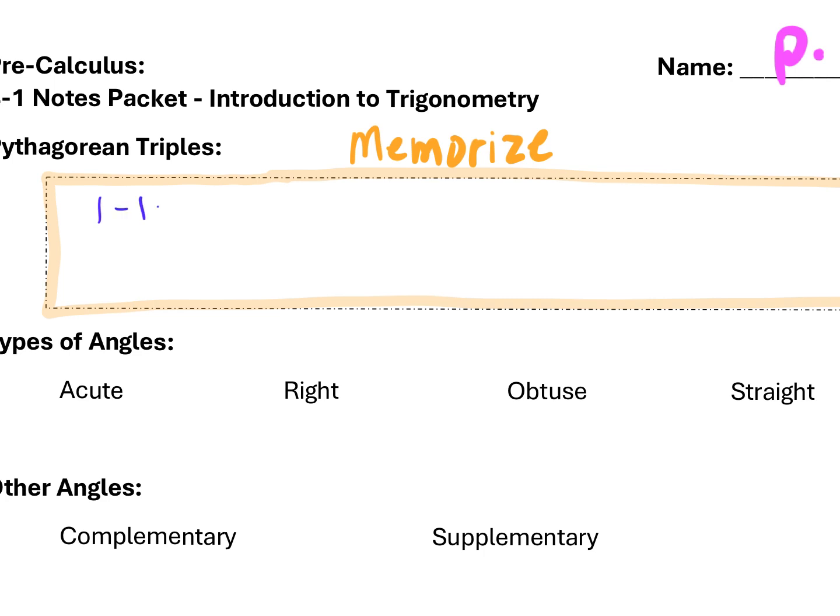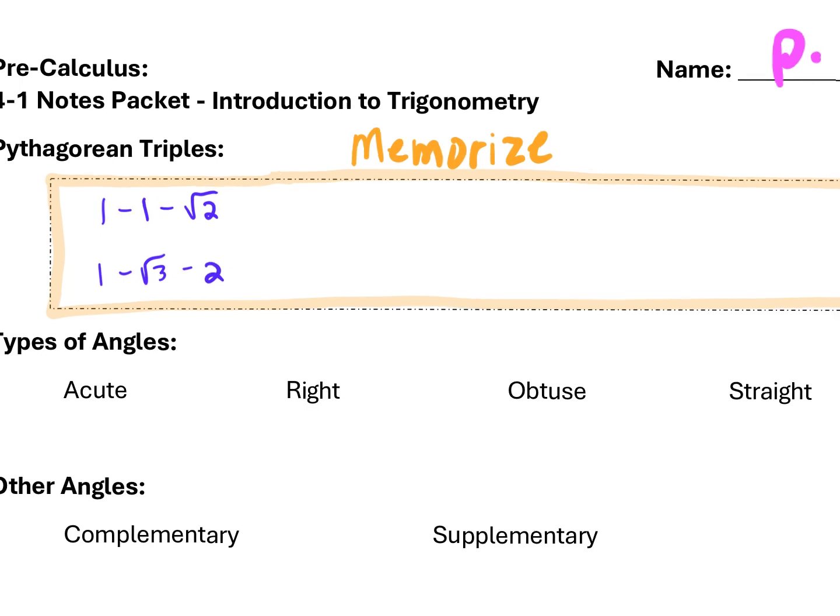I put dashes between these numbers. If you would prefer to put commas instead, that's quite all right. So the first one is 1, square root of 2. That comes from our 45, 45, 90 triangles, if that sounds familiar from geometry class. And then the second one is 1, square root of 3, 2. And that comes from our 30, 60, 90 triangles from geometry. Okay, so those are the 2 that are technically not triples that I'm still going to ask you to memorize.